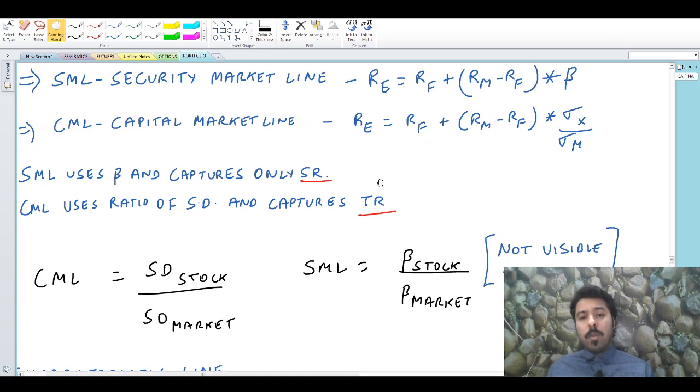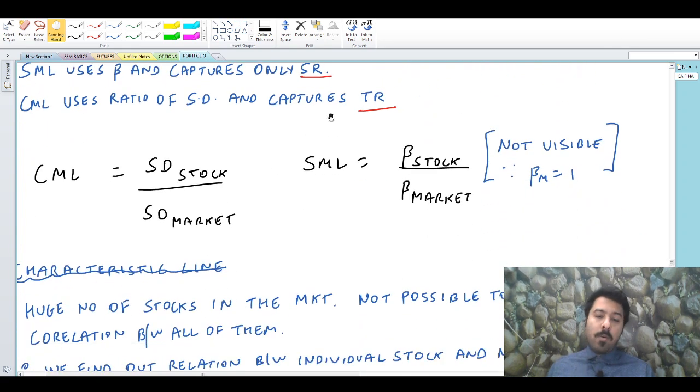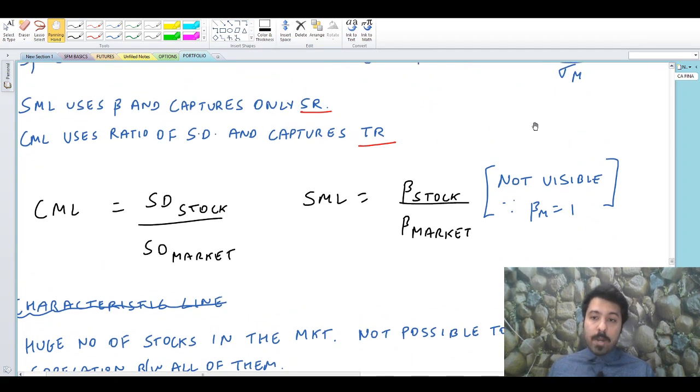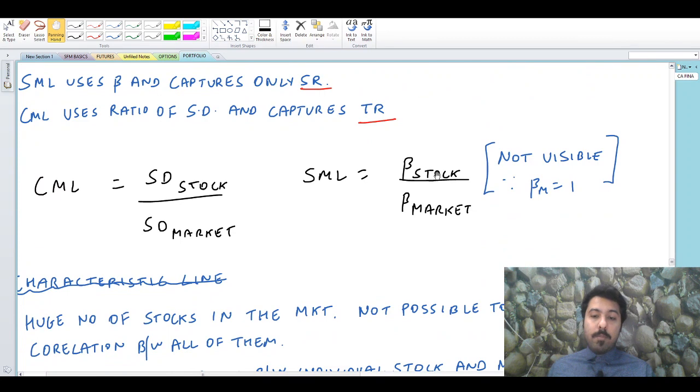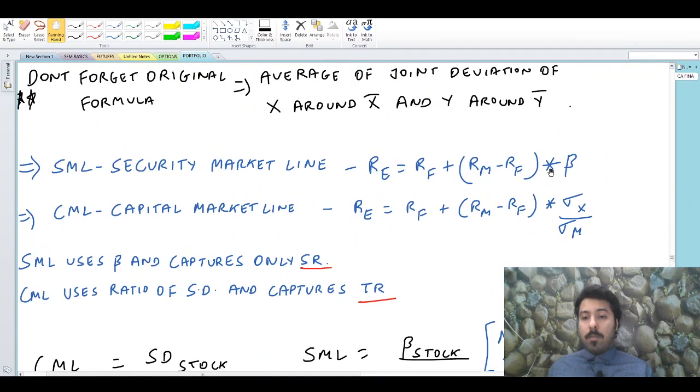And if you look closely, both of them are almost the same. CML is standard deviation of stock upon standard deviation of market, right? And SML is beta of stock upon beta of market. But we only wrote beta.